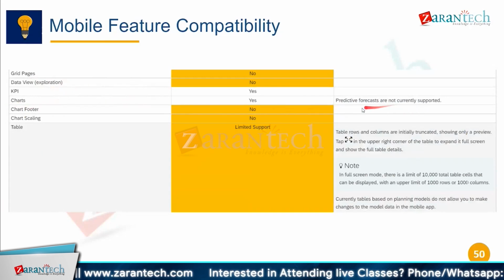Predictive forecast is not supported. So if you have a time series chart or a calendar chart which has predictive forecast in the desktop, then such prediction does not display in the mobile application. Then footers are not supported. Then scaling is not supported.